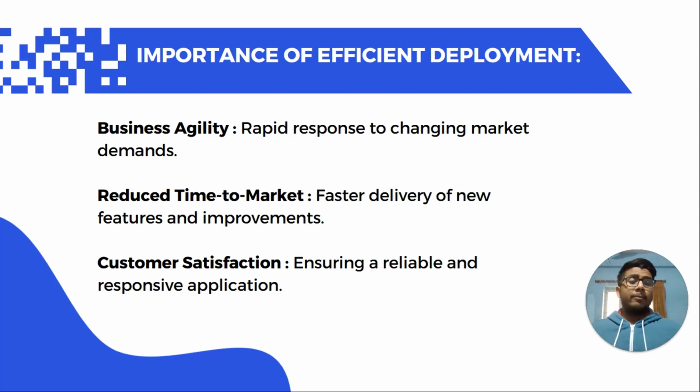Next is reduced time to market. Eventually we are making new features. In previous times, we were making new features and new releases month by month and a quarter. But today, people are making releases in a single day. Next is customer satisfaction. When we take quicker feedback from the customer and make new features as per their request, as per the customer's market, then we are making a good product. Efficient deployment also helps us in this.